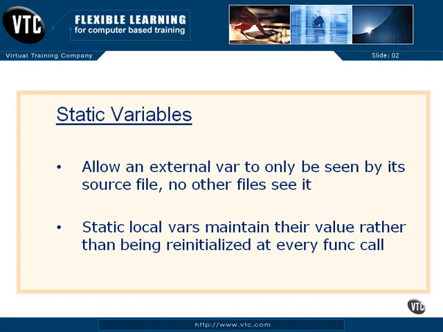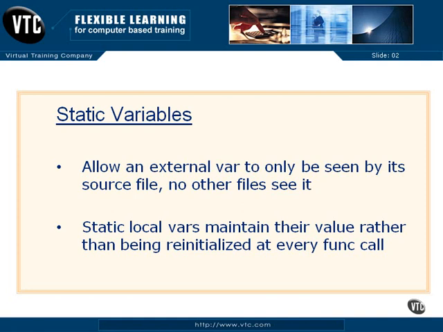A static external will only be seen by its source file. None of the other files will get to see it. If there are multiple externals, and one is static and one is not, they will stay away from each other because they will actually be different places in memory. The static external in a source file will only be visible within that source file.